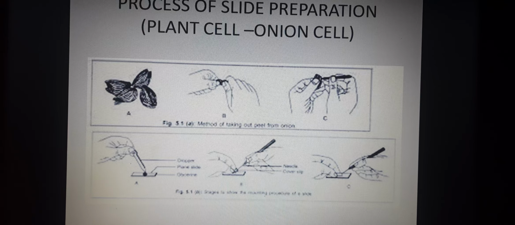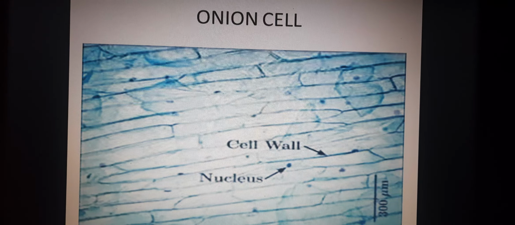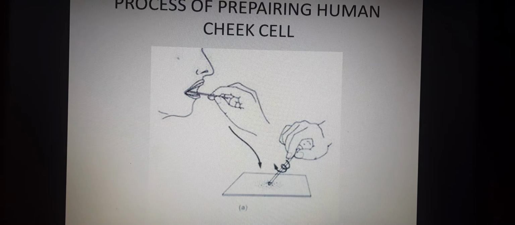Whenever you see it in the microscope, you will see it like this. These are the cells, the cell wall and cell membrane. It is the cell wall, and the nucleus can be seen clearly. Probably you have done this in your practical classes, or in class 9 you will do the practical class. This is the cheek cell. How can you prepare the cheek cell?